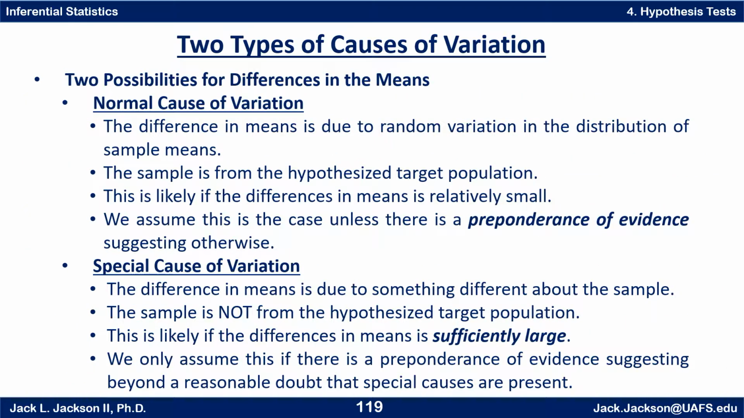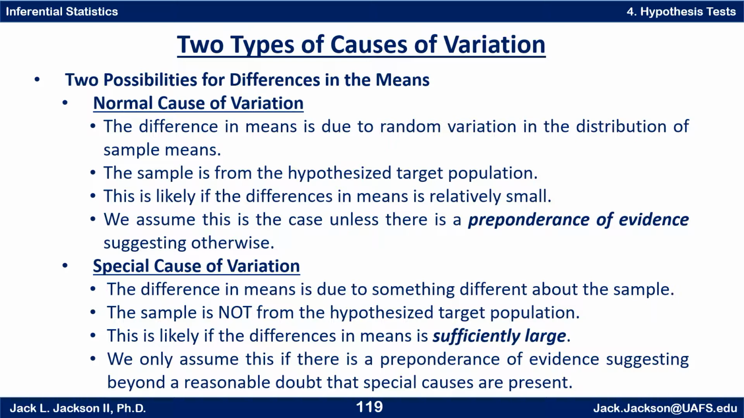So there are two types of causes of variation. In other words, two possible reasons for the differences in the means. One is what we call normal causes of variation. This difference of means is due just to random variation in the distribution of sample means. We know there's some variation no matter what. And if that's the only variation there is, then the sample is from the hypothesized target population. Now this is going to be likely if the difference in means is relatively small. We assume this is the case unless there is a preponderance of evidence suggesting otherwise.